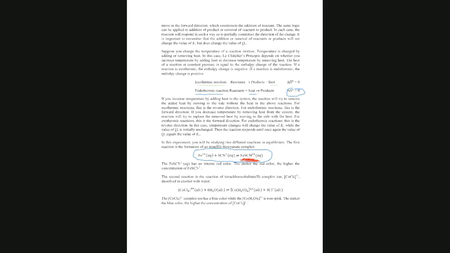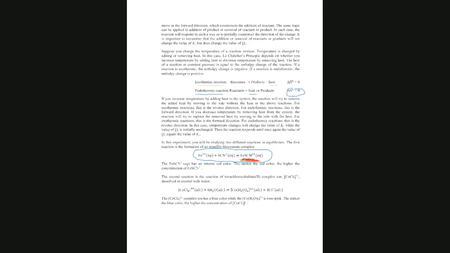So you will know, if you see a darker red, that means the reaction shifted towards the products. So we'll study this reaction, and basically we change the reactants, and we'll do a series of reactions that we'll go over shortly. And the second reaction that we are going to study is this reaction here.